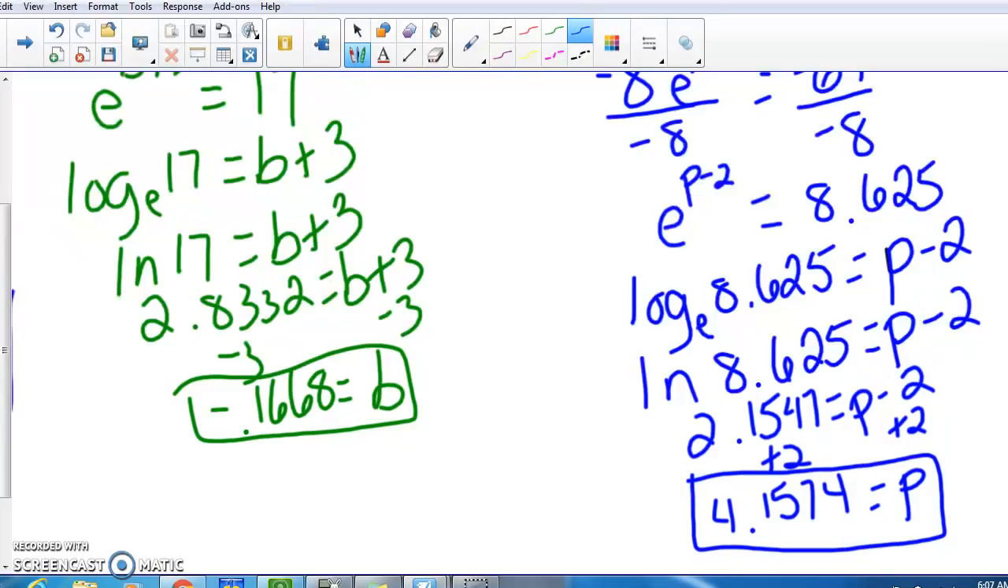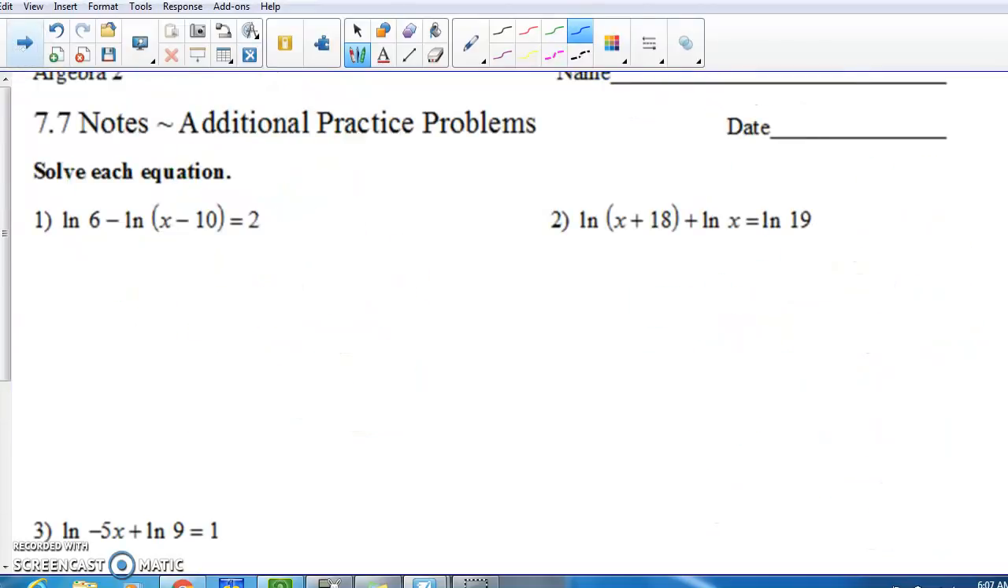Okay? Now, flip over to the back for me. On the back, there are some practice problems. I want to do number 1 with you because on the front, there were no examples like number 1, and then I want you to pause the video and try these.